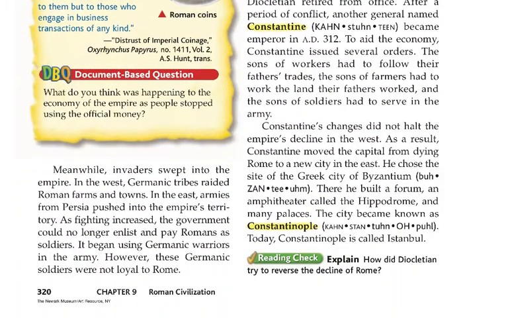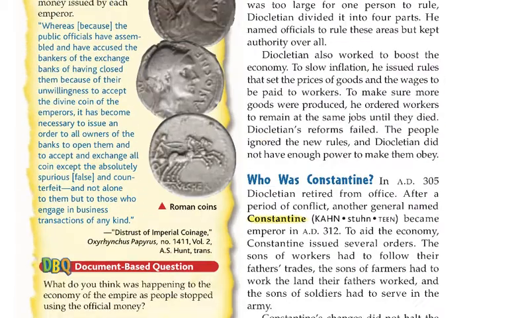Meanwhile, invaders swept into the empire. In the west, Germanic tribes raided Roman farms and towns. In the east, armies from Persia pushed into the empire's territory. As fighting increased, the government could no longer enlist and pay Romans as soldiers. It began using Germanic warriors in the army. However, these Germanic soldiers were not loyal to Rome.